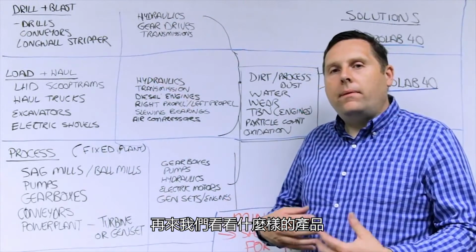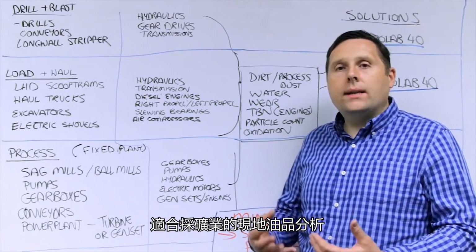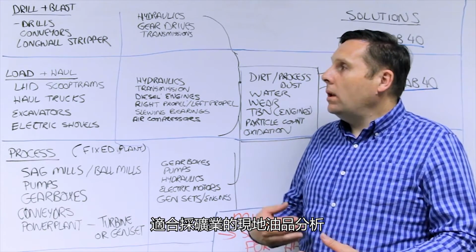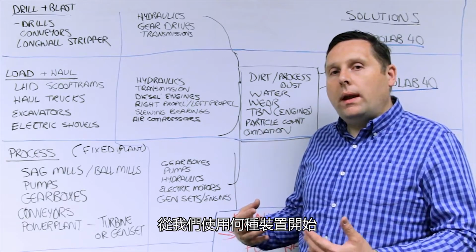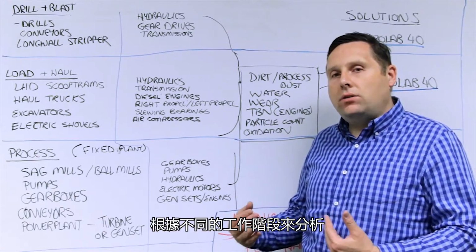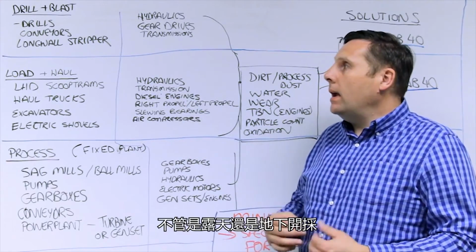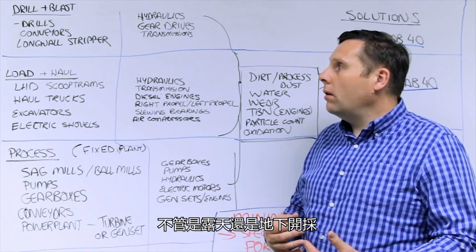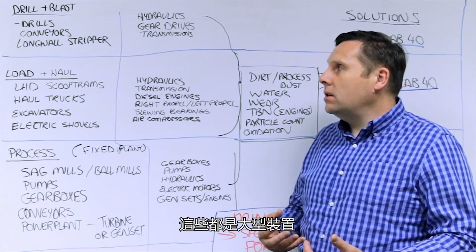So what is the type of equipment that we see in mining operations that would be candidates for on-site oil analysis? Well, let's just look at the types of equipment that we would expect to see in different stages of the mining operation. In the drilling and blasting areas, if it's in open pit or underground, you're going to have drills, conveyors. These are large systems.